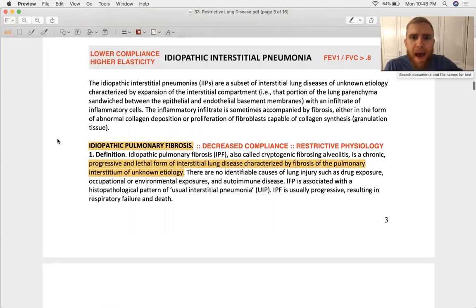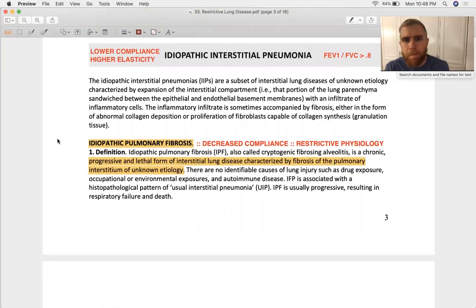Let's talk about idiopathic interstitial pneumonia. Anytime you see pneumonia, we're really thinking fluid in the alveoli, and that can be due to a lot of different causes. Traditionally, we think bacterial pneumonia, or viral pneumonia, infective pneumonia, but idiopathic pneumonia is for when we can't put a pin on the cause.